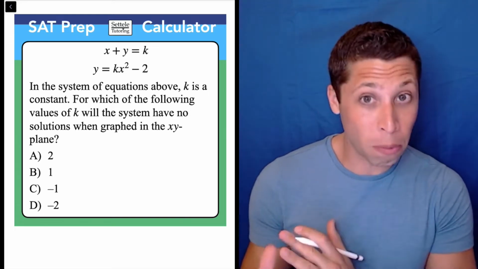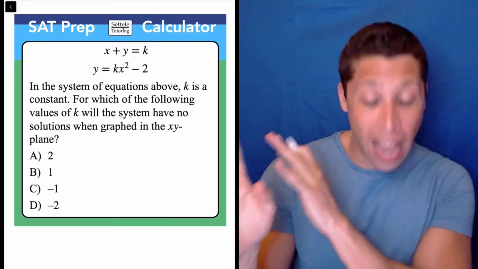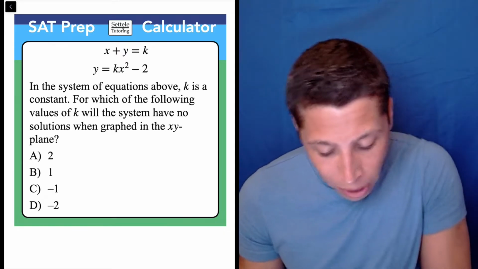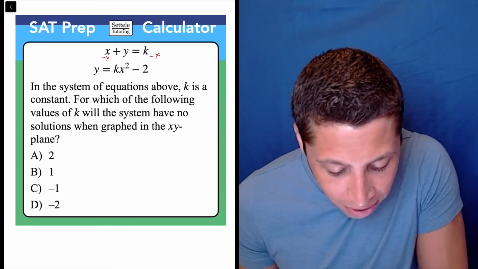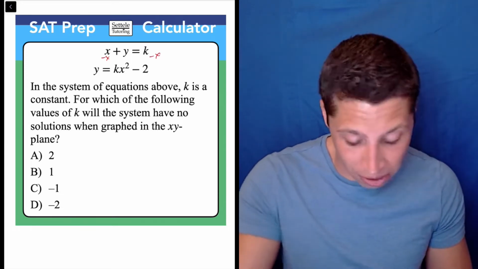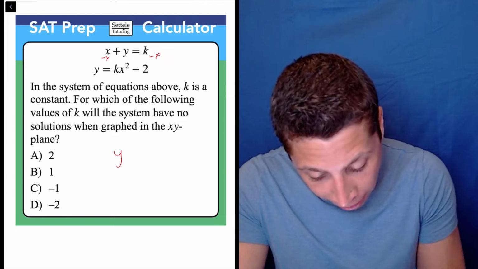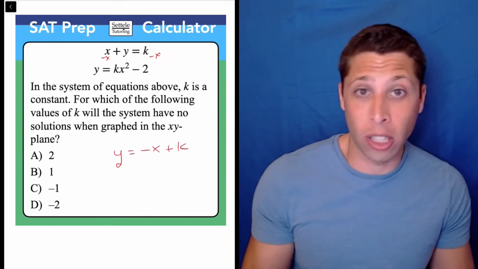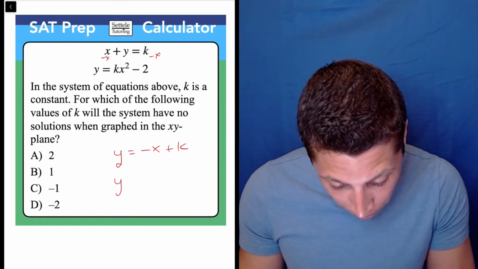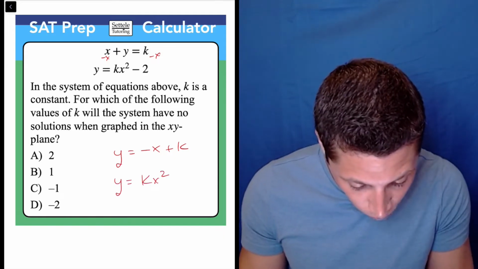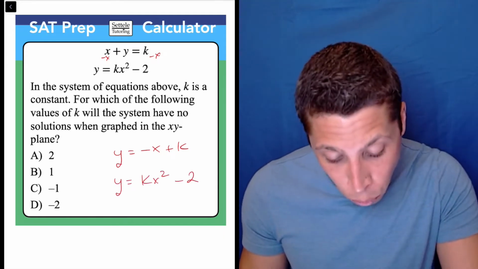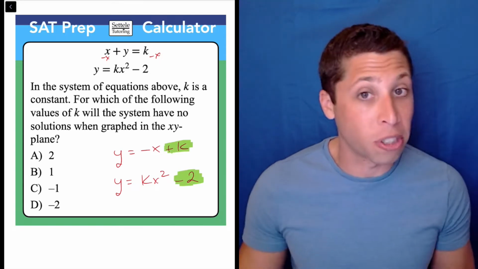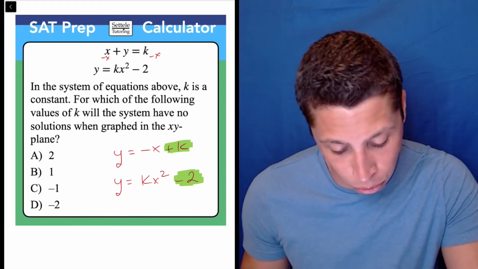So first and foremost, we don't have a good line at the top. X plus y equals k is not the kind of line that I'd like. What I need to do is subtract x from both sides so that I have a line in y equals mx plus b form. When I do that, I have y is equal to negative x plus k, where k is functioning as the y-intercept. And we can compare that to y equals kx squared minus 2, where the y-intercept for the parabola is negative 2. So I'm going to highlight both of those numbers because they're going to be really helpful for us as we sort through all of this.